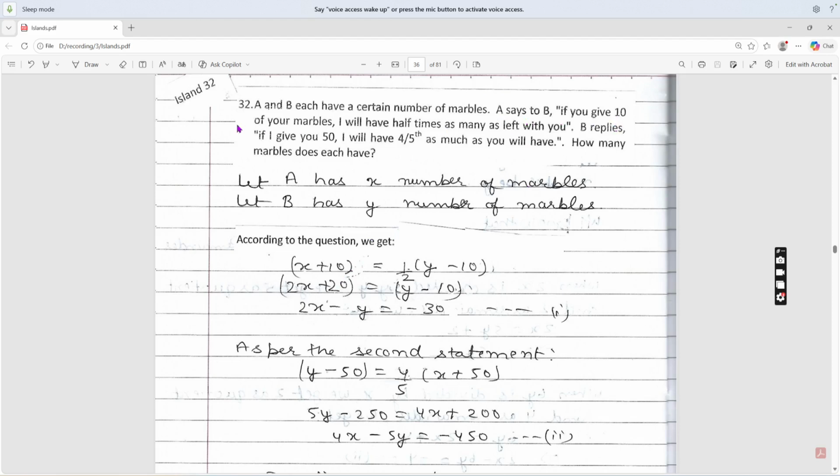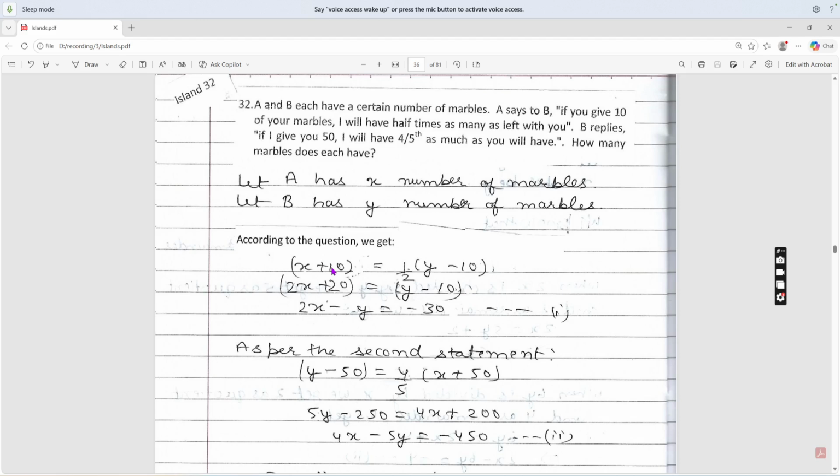If you give 10 of your marbles, it means X is going to receive the marbles, that is plus 10. And when X is receiving the marbles, the same number of marbles are going to be sacrificed or given by Y. So as per the new arrangement, the number of marbles held by X would be X plus 10, and the number of marbles held by B would be Y minus 10. Because the number of marbles held by A previously were X only.